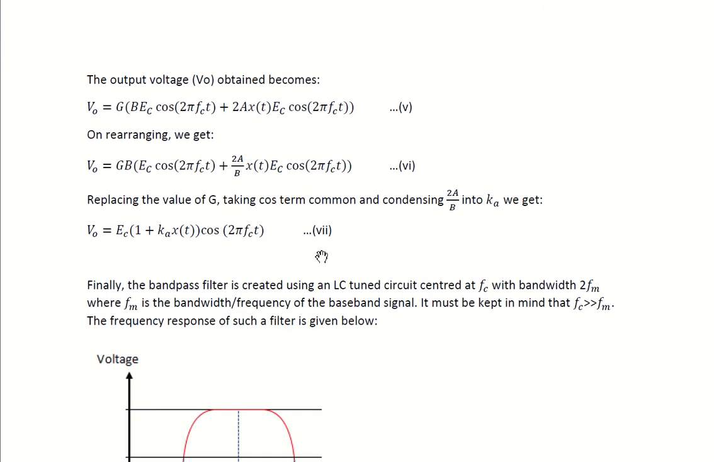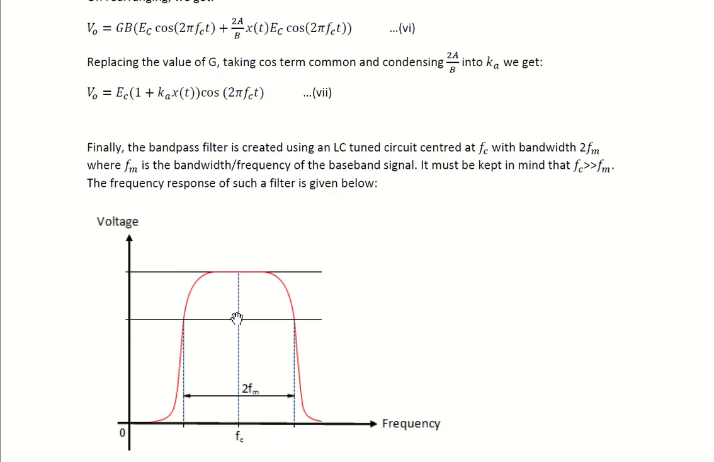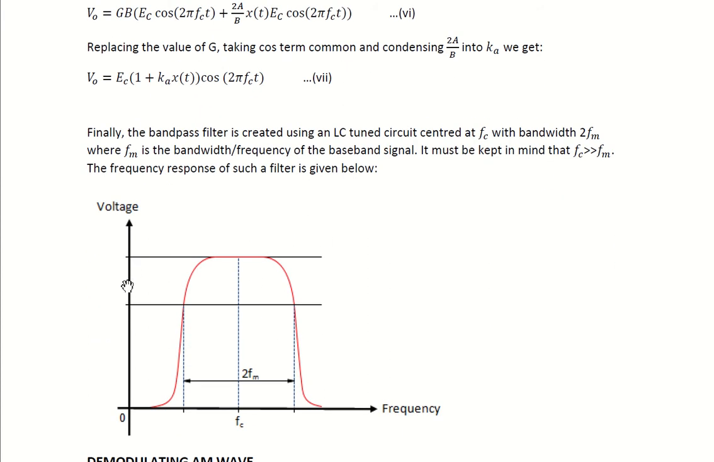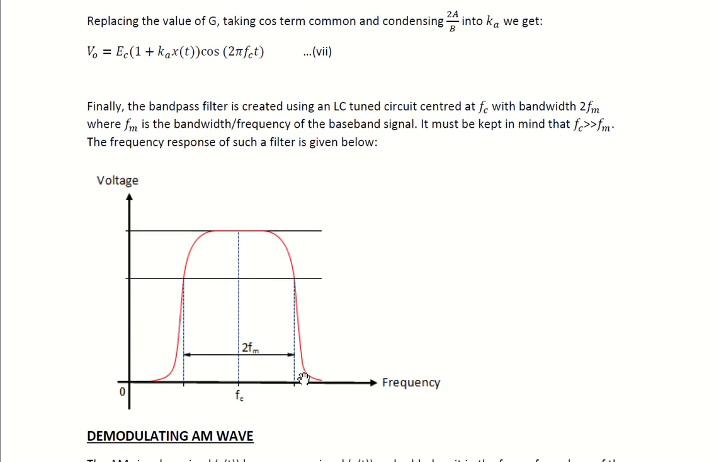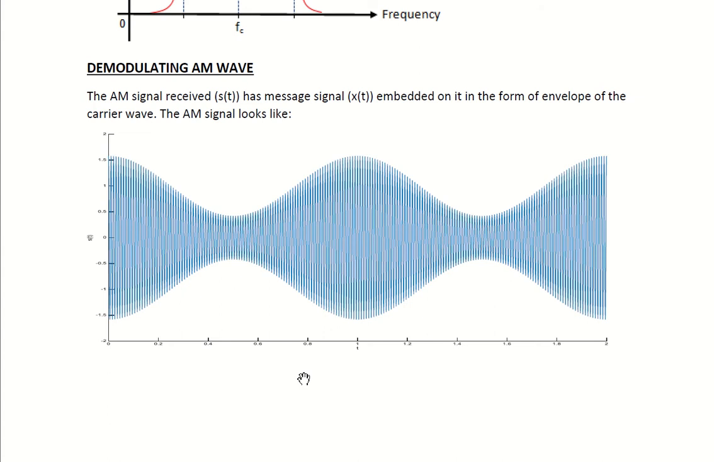This modulated signal is then sent to the channel and is received by a receiver. I have already mentioned that we'll be using a band pass filter centered at frequency fc. This band pass filter can be constructed as an LC tuned circuit, which is tuned at fc with bandwidth 2fm. Now, the demodulation of the AM wave. This is just the modulated signal that we will be receiving at the receiver.